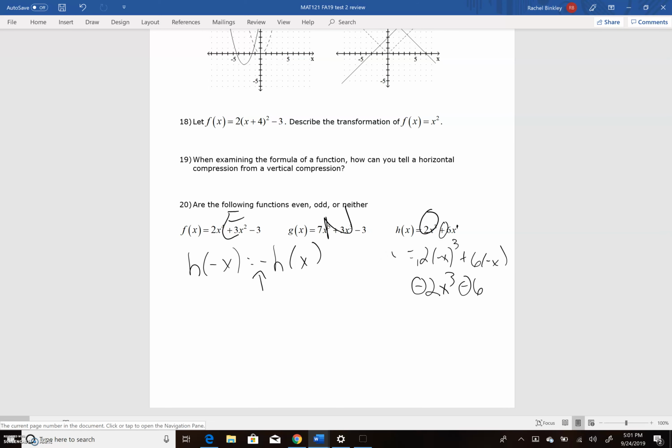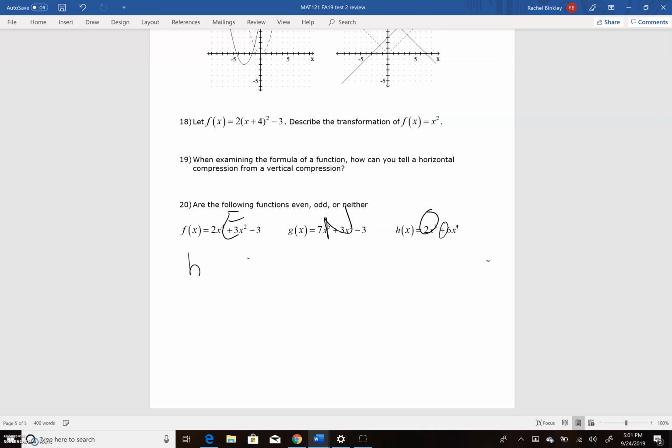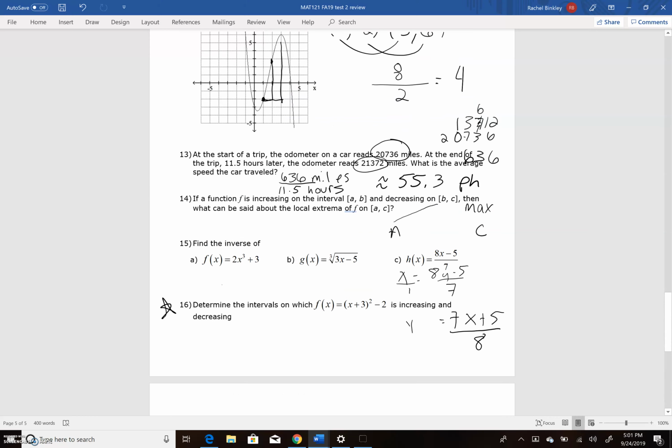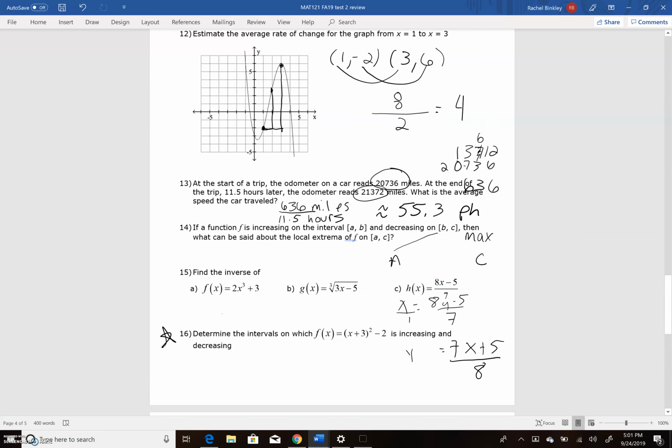And the reason that works is because even and odd functions are reflective over the line y equals x. I think actually I better double check that, but I'll tell you tomorrow for sure if that's correct. So that was the video on inverse functions.